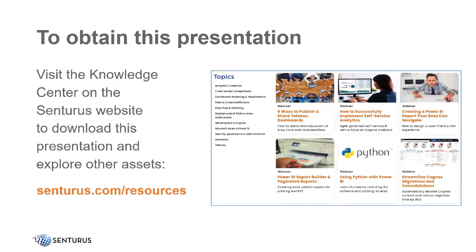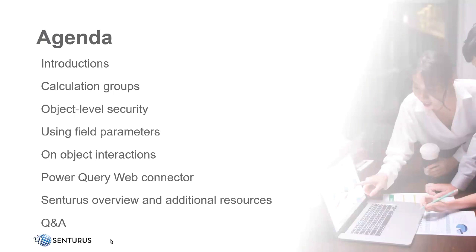What are we going to do today? I'm going to do some introductions, and then we're going to talk about calculation groups, object level security, and field parameters. Hold on, Scott, hold on. We're going to talk about on-object interactions, and we're going to talk about Power Query Web Connector. Then I'll do the marketing stuff, the overview, the resources, and Q&A.